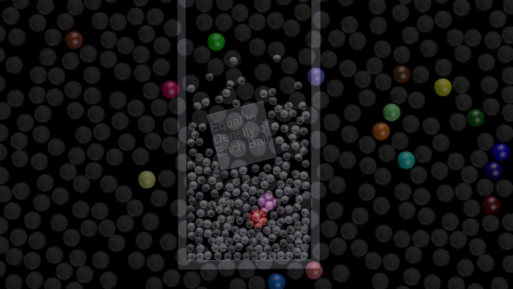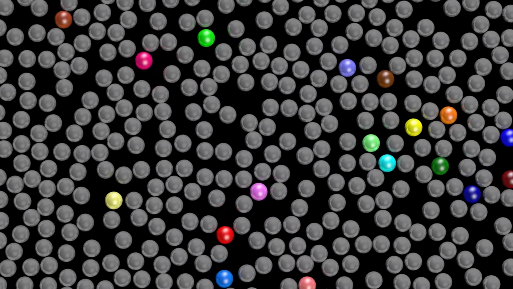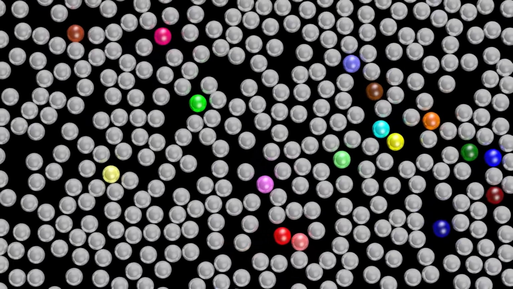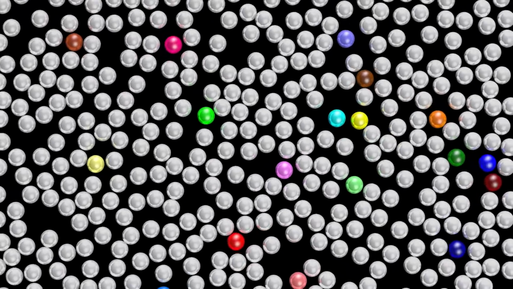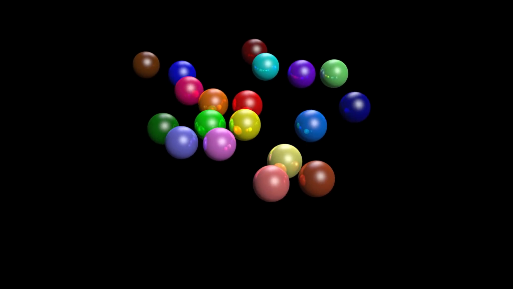These random fluctuations cause the immersed particles to slowly diffuse throughout the entire fluid. At higher temperatures, these random vibrations are much faster, and the immersed particles will spread out through the fluid more rapidly.